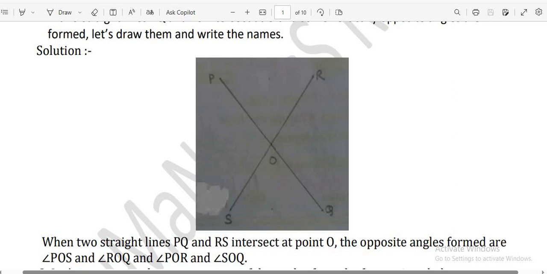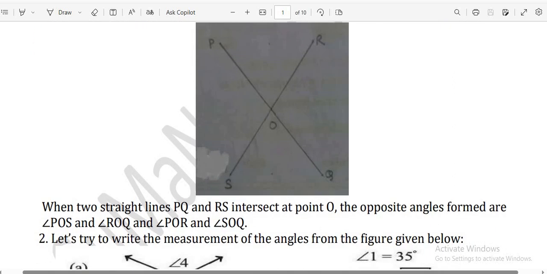Now when these two lines intersect, two pairs of vertically opposite angles are formed. From the picture we see the opposite angles are angle POS equal to angle ROQ, and angle POR and angle SOQ.